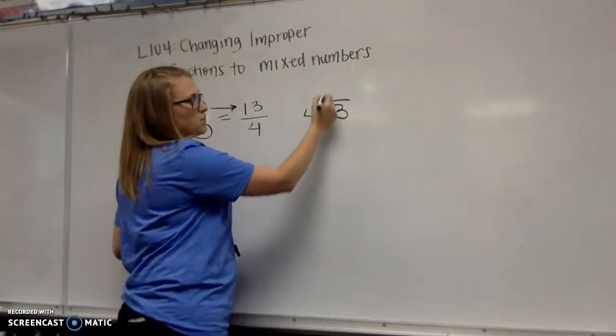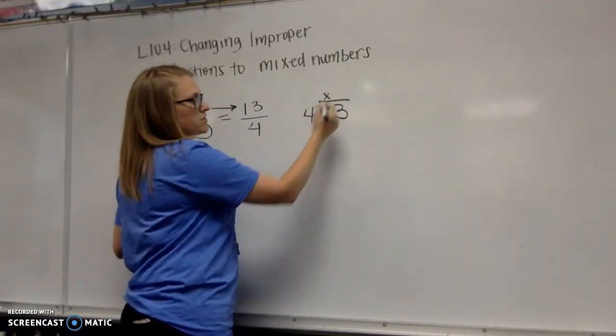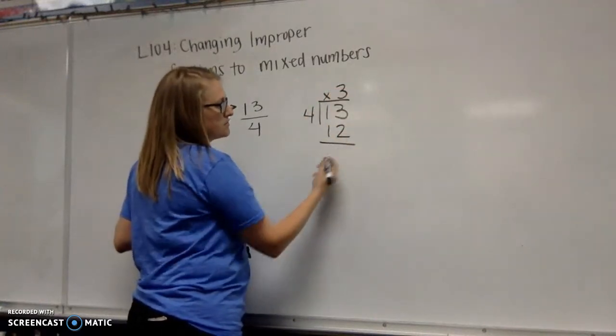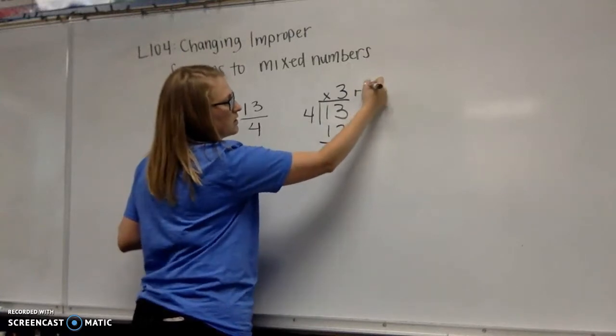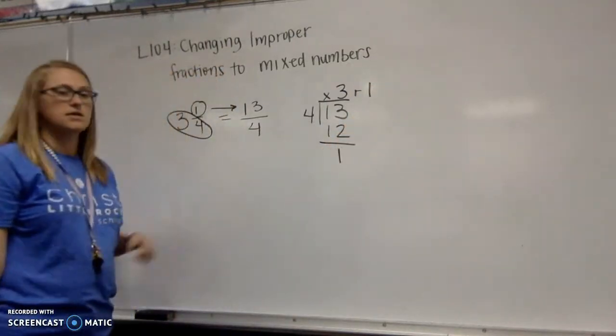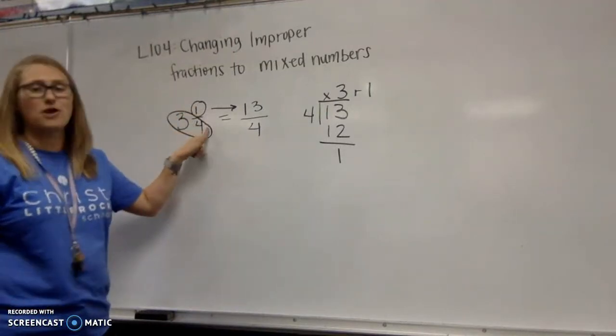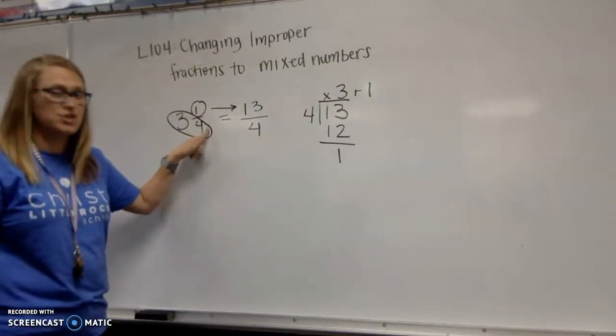4 can't go into 1. 4 can go into 13 3 times. 4 times 3 is 12. 1. 3 remainder 1. Does this look familiar? We have a 3 here, we have a 1 here, and remember our denominator is never going to change.